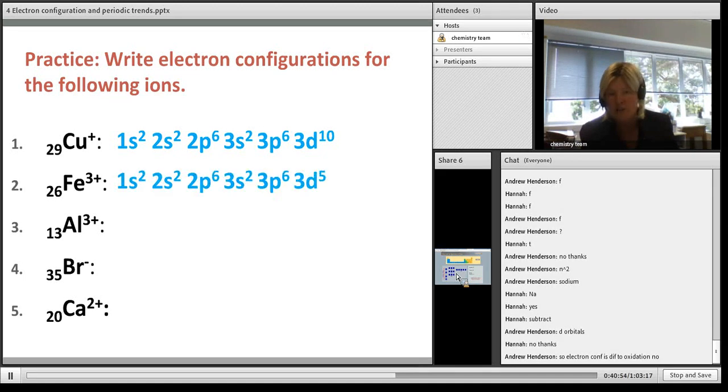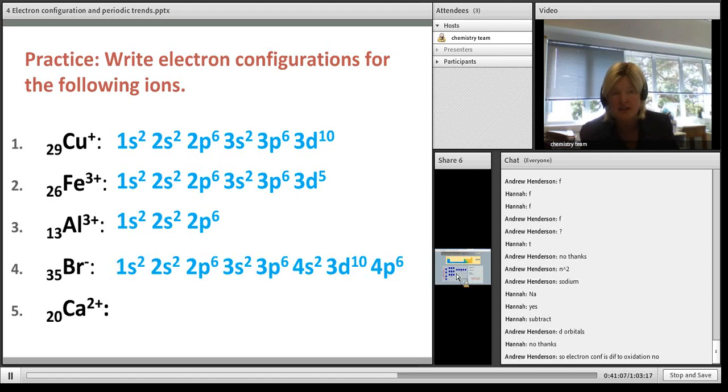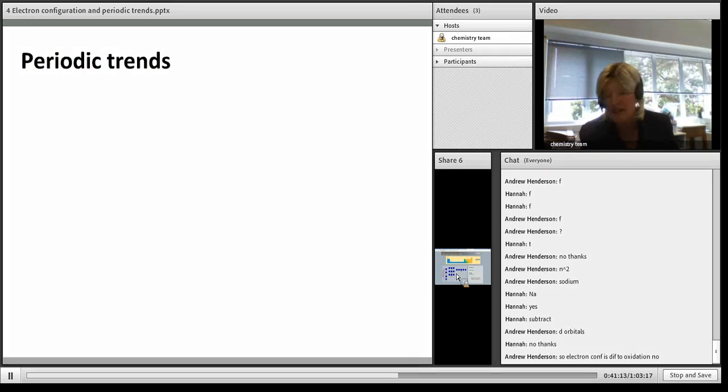Notice the copper 1 ion, I've lost the 4s electron. With the Fe3 plus ion, I've lost from the 4s as well as 1 from the 3d. The aluminium has lost all the 3s and 3p electrons. Bromine, it's added 1, and the calcium, it's lost from the 4s.